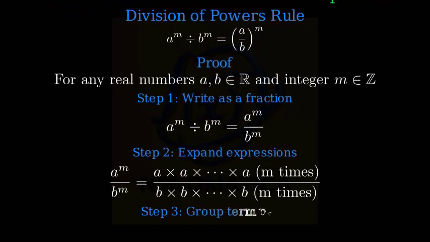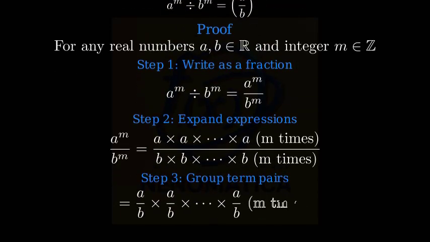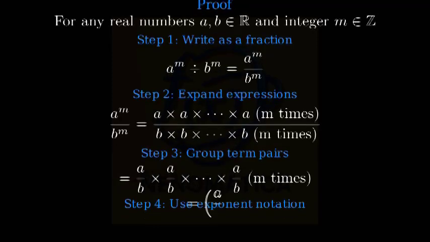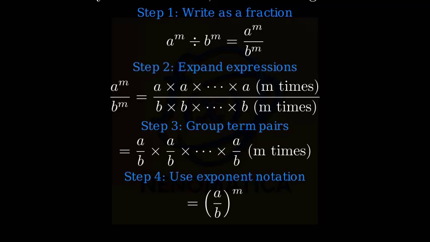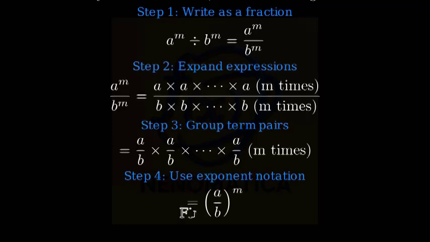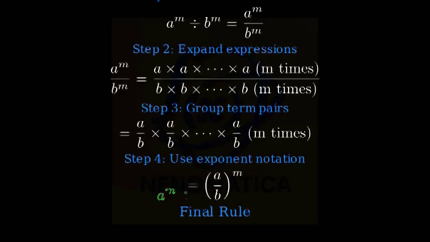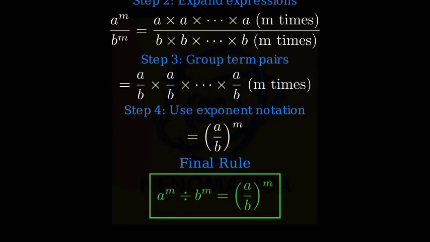Step 3. Now we can rewrite this fraction as a product of fractions. We pair each a in the numerator with a corresponding b in the denominator, creating m fractions of a over b. Step 4. Now we have the fraction a over b repeated m times as a product. This is exactly the definition of raising a over b to the power of m. So we've proven that a to the m divided by b to the m equals a over b raised to the power of m. This is a powerful rule that allows us to simplify complex divisions involving exponents.